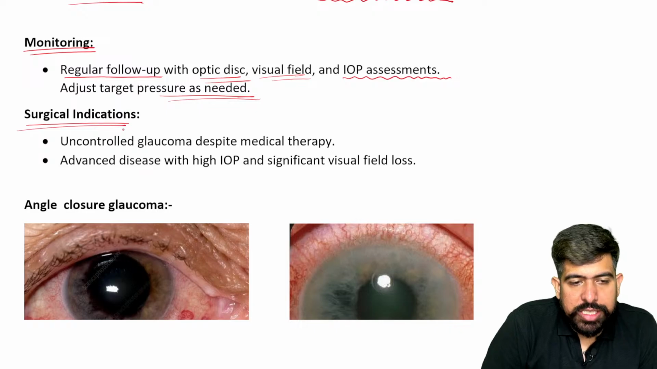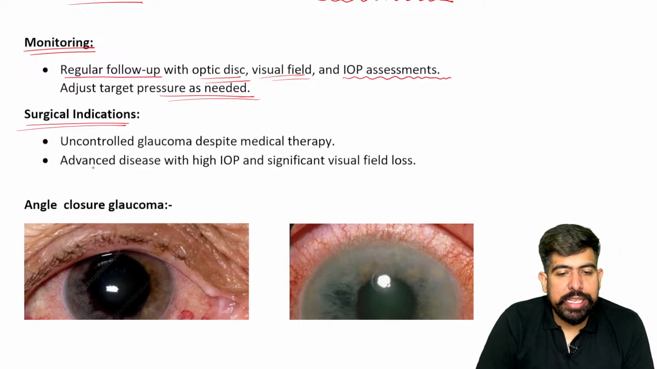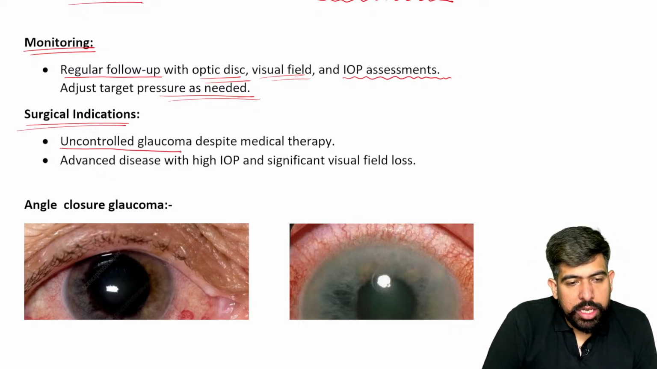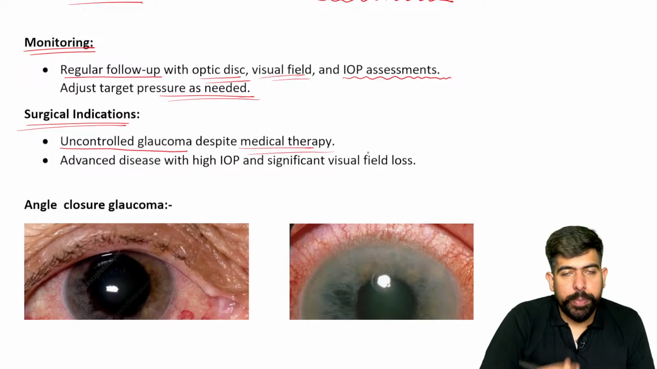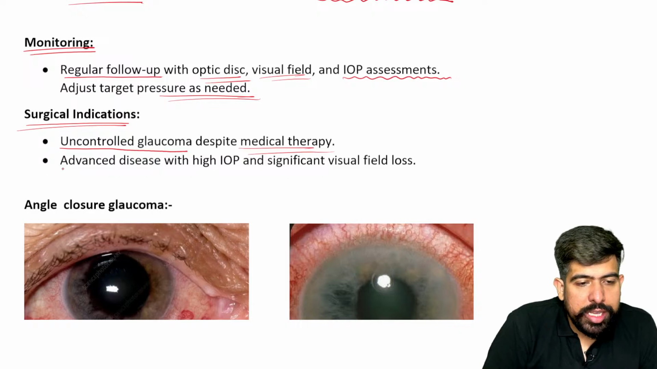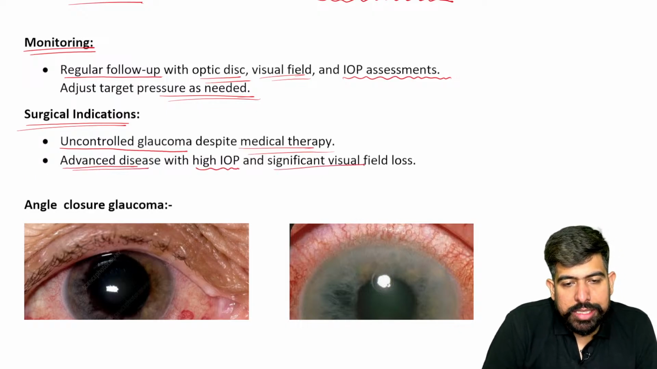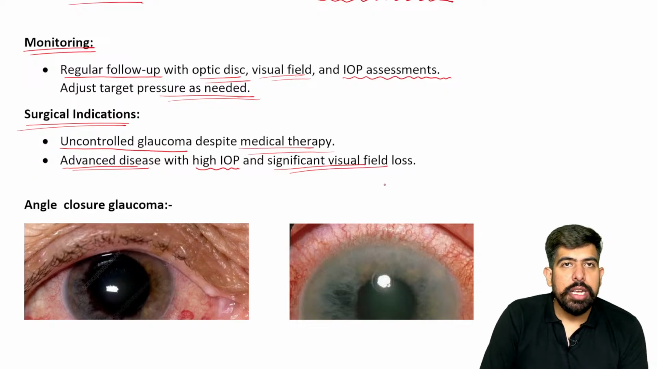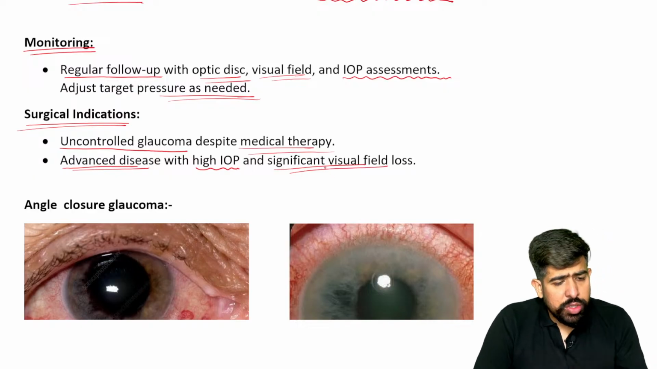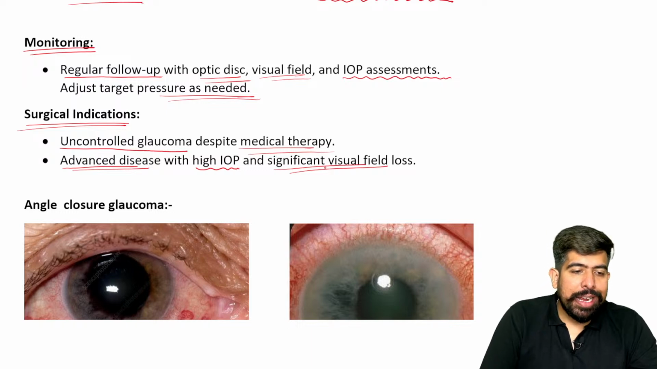The surgical indications, guys, please remember, we're not going to do surgery like that. There should be uncontrolled glaucoma despite medical therapy, if the medical treatment has failed, or advanced disease with high intraocular pressure and significant visual field losses seen. So this is all about your open angle glaucoma, guys.